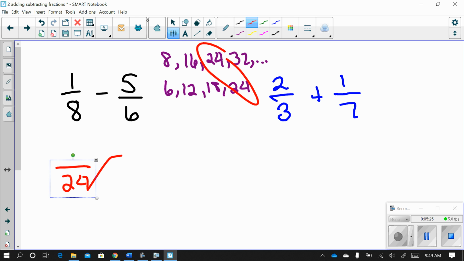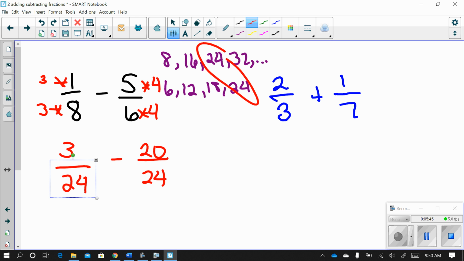Oops, I don't know what just happened there. So let's undo that. How did I get from 8 to 24? Times 3. If I do it to the bottom, I have to do it to the top. How did I get from 6 to 24? Times 4. Do it to the bottom, do it to the top. So again, small minus big means I'm going to have a negative number. So it's 20 minus 3. Well, that's 17. So 3 minus 20 is negative 17. And 17 is prime, so this does not reduce any further.